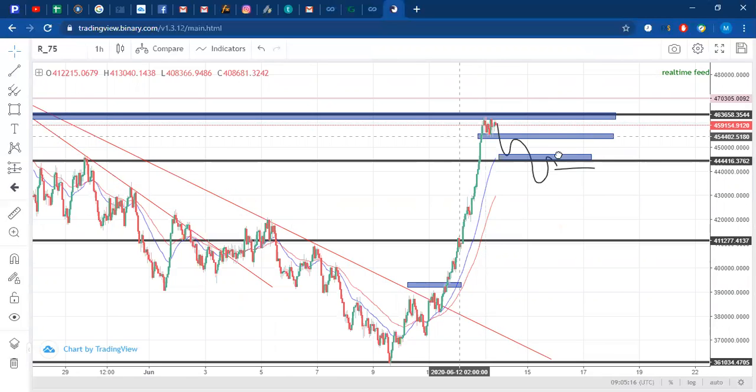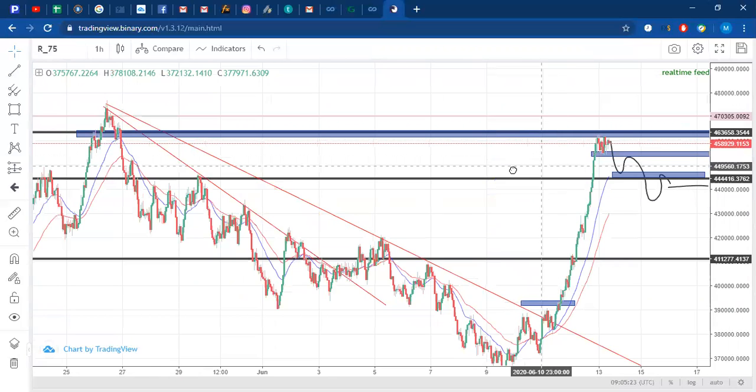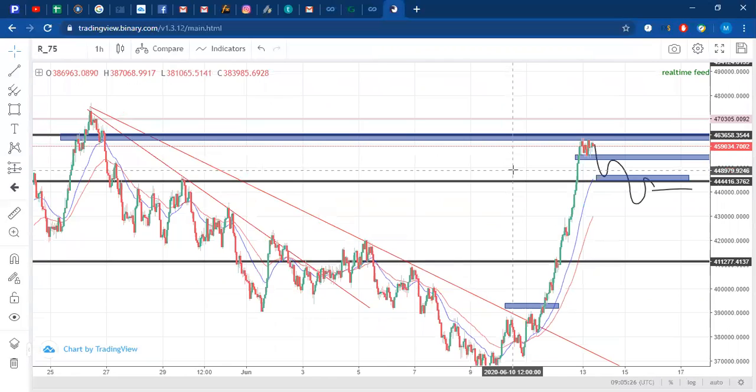It's the 1 hour, so I take my trades based off the 1 hour. Some people do 15 minutes, and no, I don't. For me, just 1 hour, simple. Doesn't look too messed up and everything.